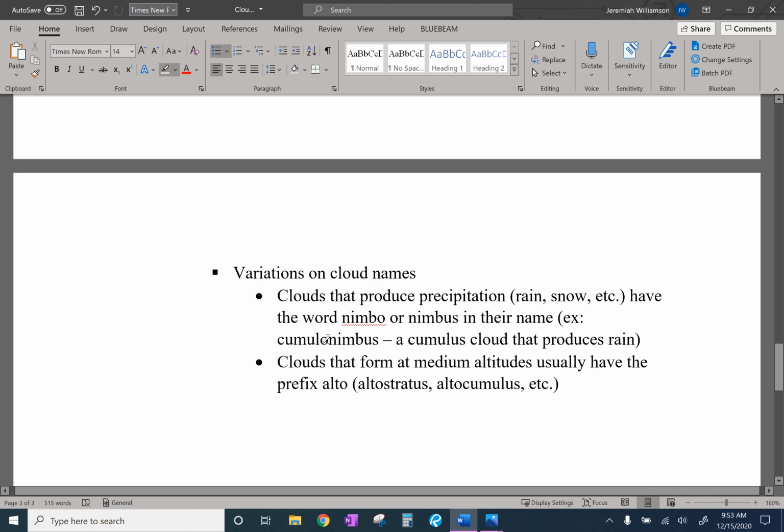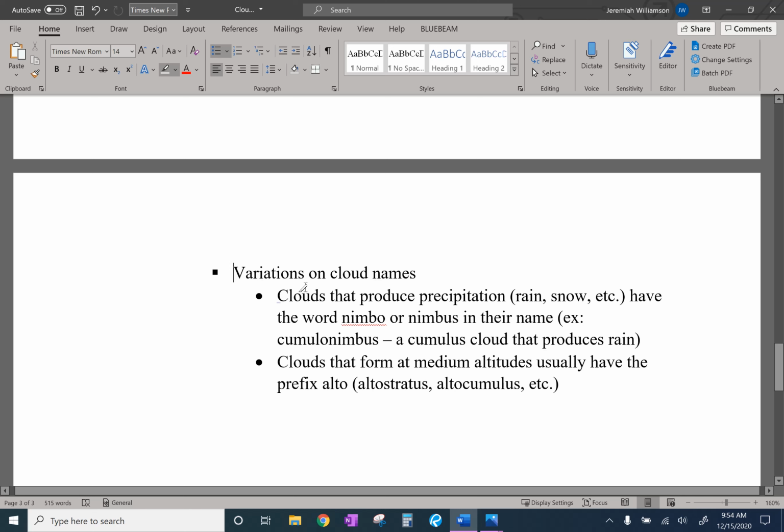For example, cumulonimbus. That's a cumulus cloud that produces rain. You can have nimbostratus. You can have nimbocirrus. Whatever the case may be, it will have one of these words added to it. Clouds that form at medium altitude usually have the prefix alto, like you can have altostratus or altocumulus or whatever. So these are just kind of variations.